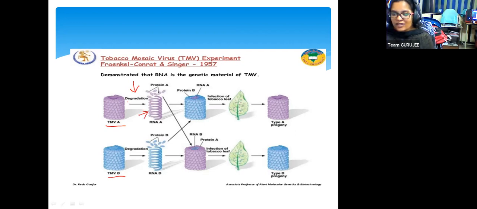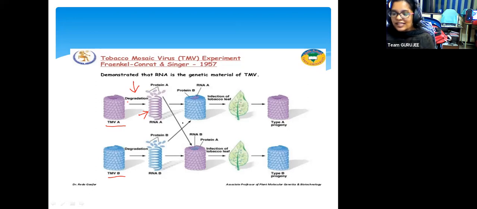Okay, the proteins are removed. The proteins are like a bead-like structure. Proteins are removed from the RNA strand, and that spring-like structure is called RNA. Likewise, in TMV B, that is in blue color, the same process is done. The proteins are removed from the RNA strand.